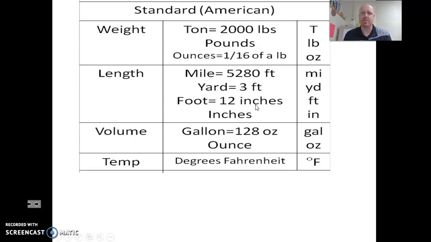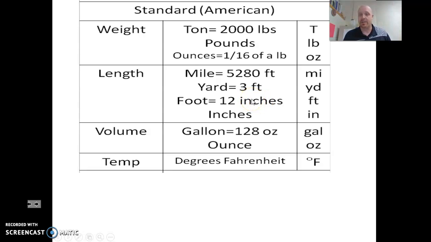A ton is 2,000 pounds. 1 pound consists of 16 ounces. Length, 5,280 feet is in a mile. A yard is 3 feet. A foot is 12 inches. So if we want to go from miles to inches, there's a lot of hoops we have to jump through.